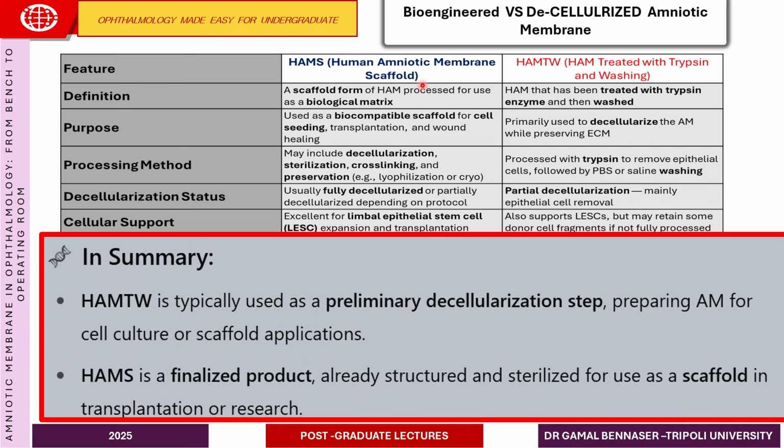So in summary, the human amniotic membrane TW is typically used as a preliminary decellularization step, preparing the amniotic membrane for cell culture and scaffold application. However, the HAMS is a final product, which has already undergone decellularization along with cross-linking.